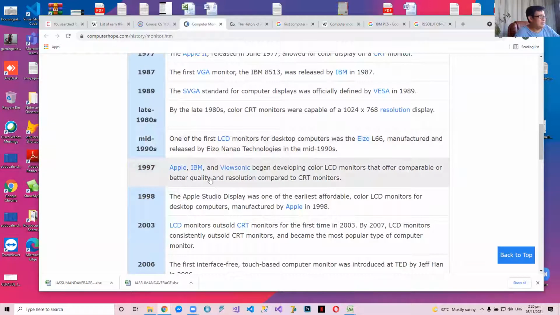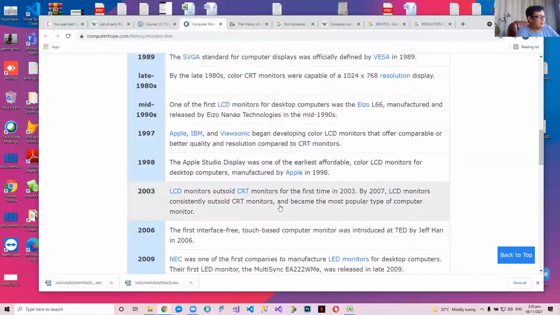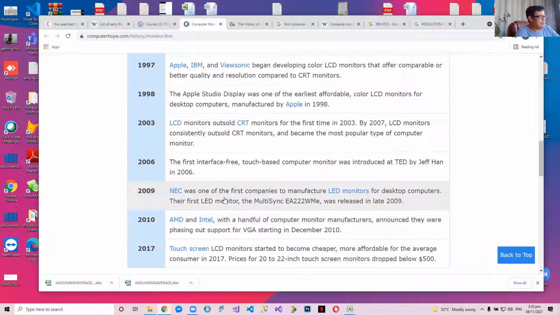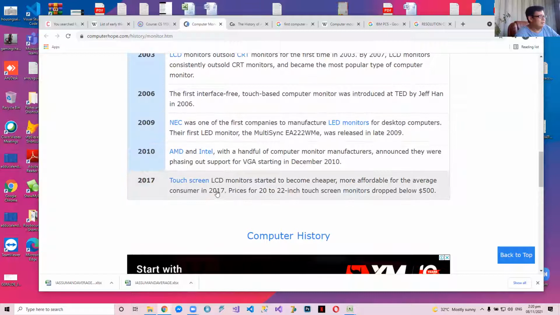Okay, and then 1997, ViewSonic was there. Better quality LCDs. In 2003, LCD monitors were still popular. The LEDs came in 2009. 2009? Yes, the LEDs. Okay. Now we have full HD. We have Ultra HD, by the way.